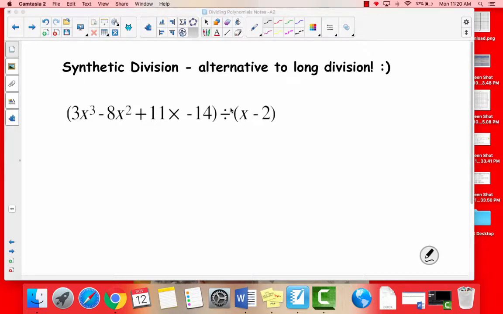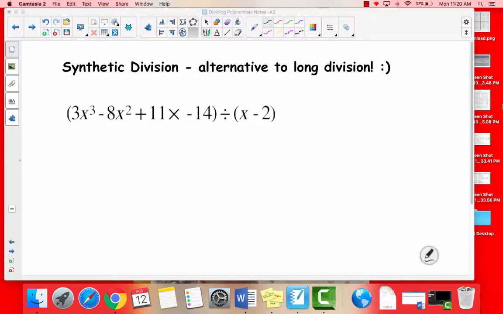So the second method for dividing polynomials is what we call synthetic division. And basically it's an alternative to the long division, and most people like it because it's a little quicker and a little shorter to write. So what we do here is we're mainly going to be using the coefficients and the constants in this problem. So we're going to basically ignore all the variables at the beginning, and then we'll throw them back in at the end.